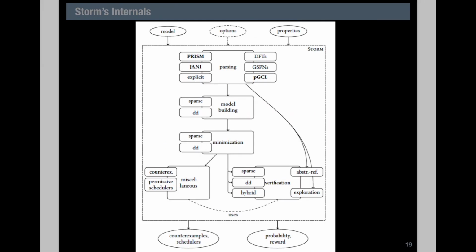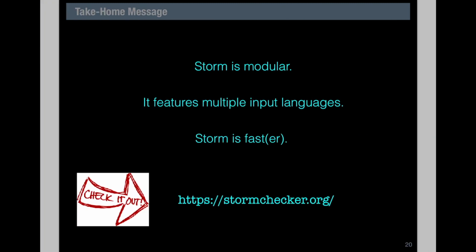The internals: there is a parsing phase, which is the topmost part. Then we go to the model building. We have several techniques to minimize. And then there are, on the left-hand side, miscellaneous techniques and verification techniques. And as output, we provide counterexamples, schedulers, probabilities, rewards, and so forth.